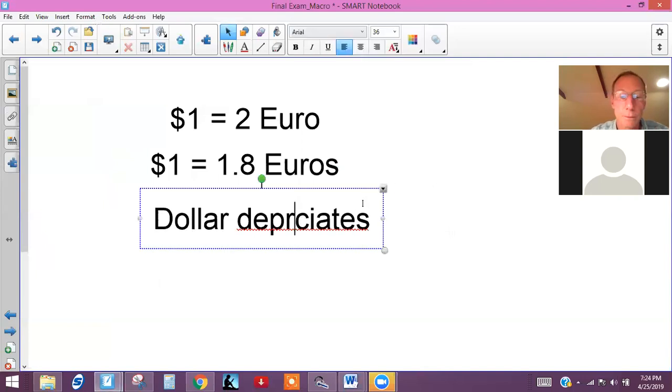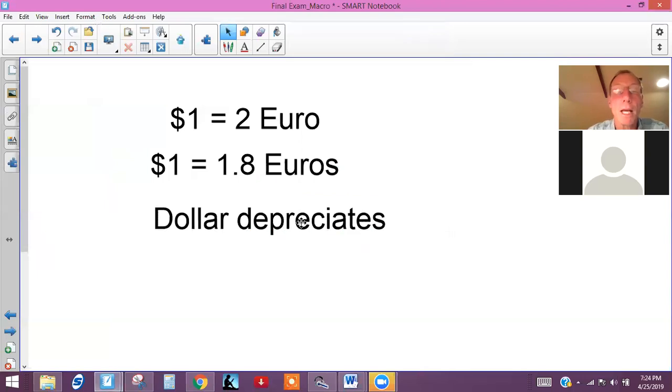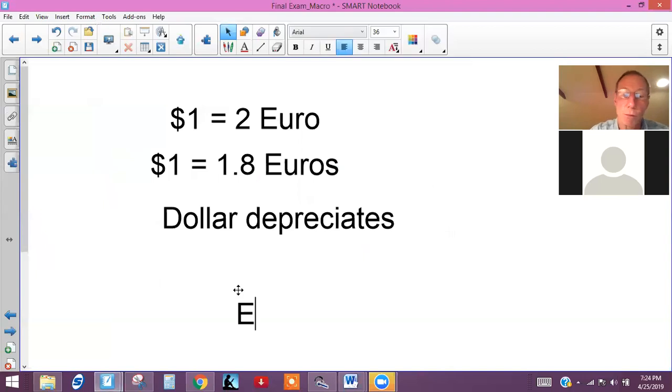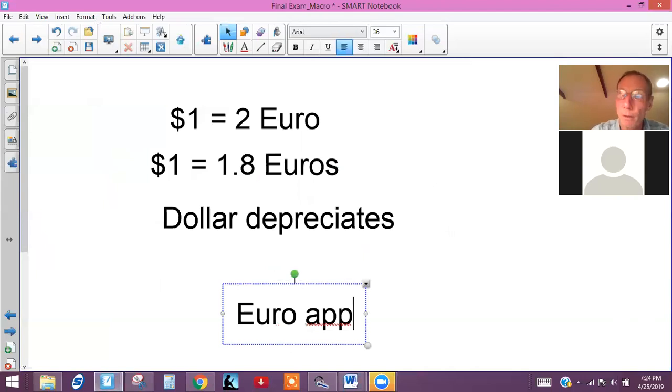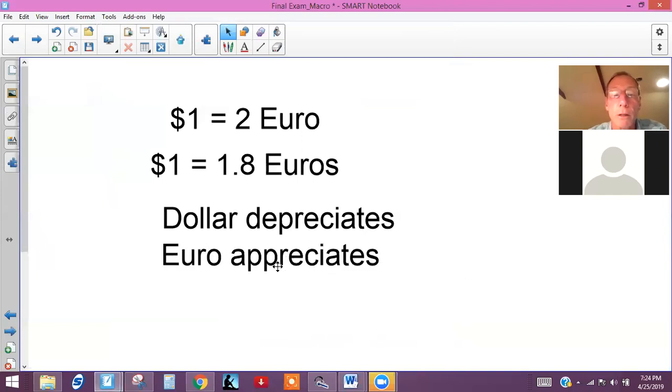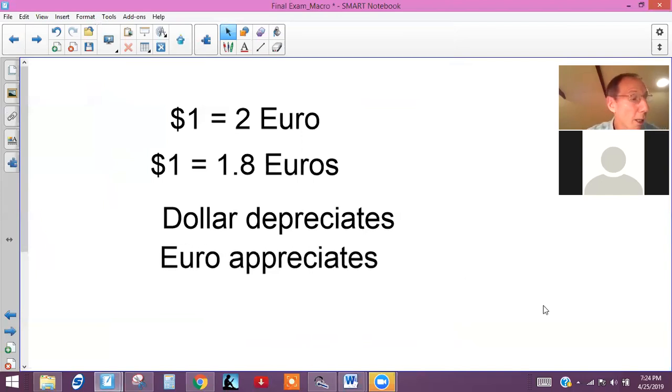Okay. Then the euro appreciates, right? It's just the opposite. Yes. If one, then the other. If I could spell it, let's try. It's not that I can't spell, it's just I can't type. There you go. Okay. So that we know, right?